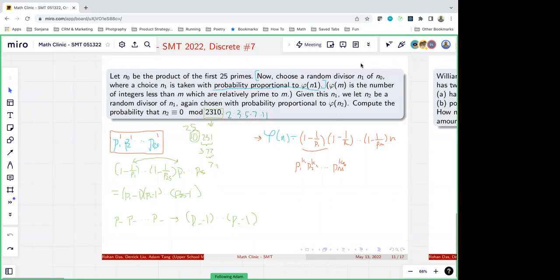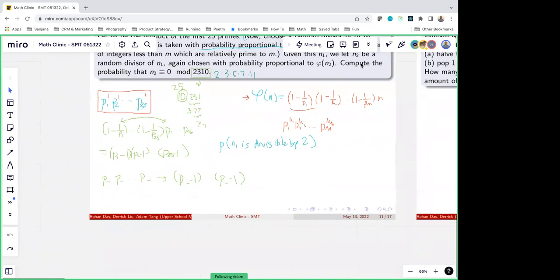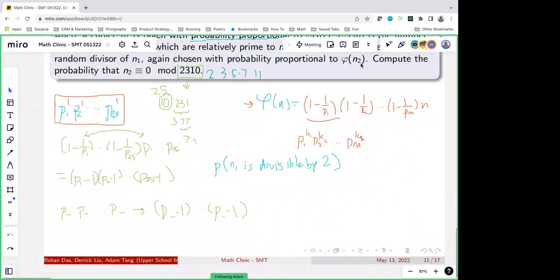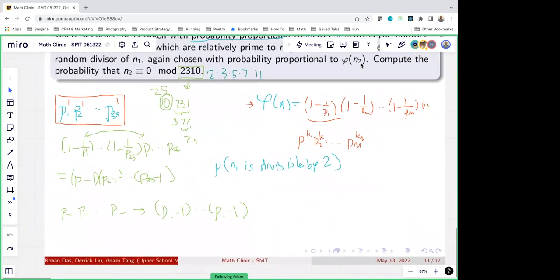All right. The choice of this phi function to do this proportionality is sort of weird, and we'll investigate why we chose that. For this problem, let's just consider the probability that N1 is divisible by 2. This seems like a more doable question, and this will be the key to finding the whole solution.